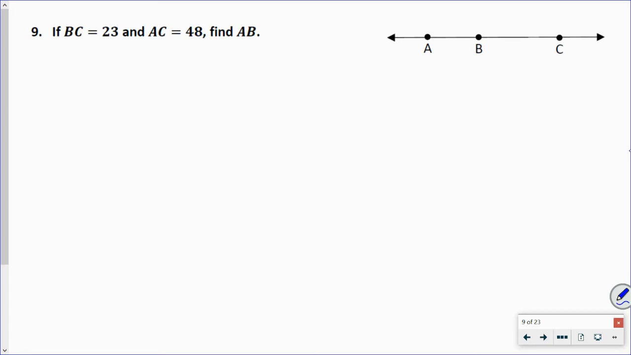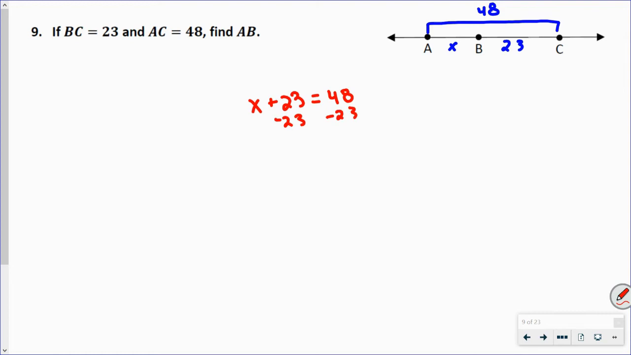Okay, some more segment addition. If BC is 23 and AC is 48, find AB. Okay, so we kind of labeled our diagram there. So we're going to take our little parts, which is x and 23, add those together, and you will get the large portion. Okay, and then we just subtract 23. And x equals 25. Okay, units, whatever the measurement might be in.